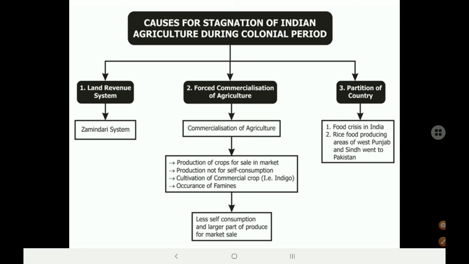So, the structure of agriculture sector during the colonial period is as under in this table.